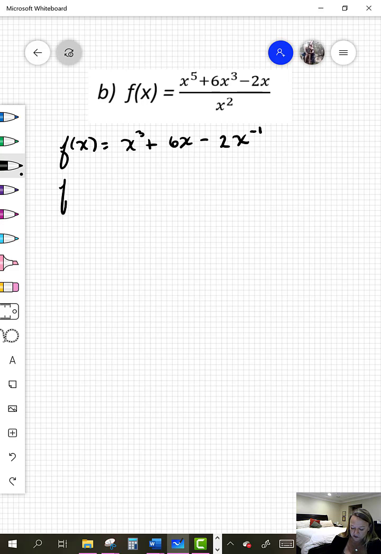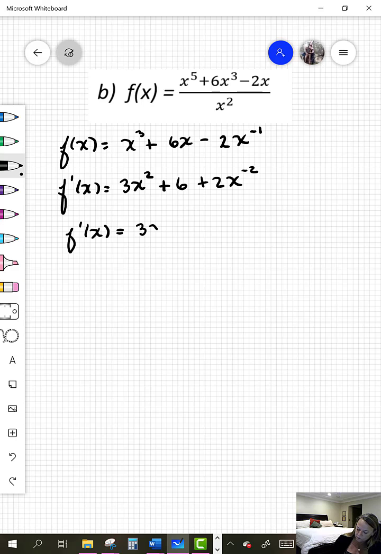Taking the derivative now, we can just use the general power rule. The derivative of x cubed is 3x squared, plus the derivative of 6x is 6, and then the derivative of -2x to the -1 power: bringing our power down front, -2 times -1 gives us plus 2x, subtract 1 from our power, we get -2. So our derivative here is equal to 3x squared plus 6 plus 2 all over x squared.